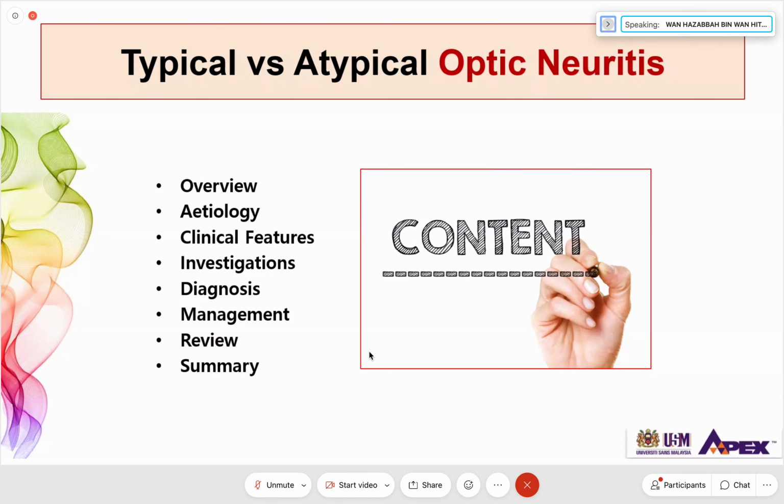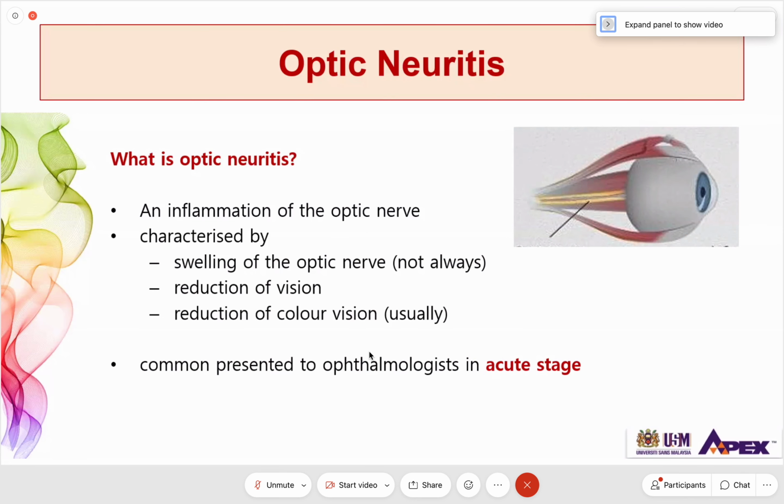I try my best to cover a few things which are actually important for those taking care of the patient, and then we try to see what investigation we need to do, and how we should approach this patient. Of course, we expect there are a lot of differences in presentation, but how are we going to cater to all these things? So first, before we go further, we need to really understand what is optic neuritis.